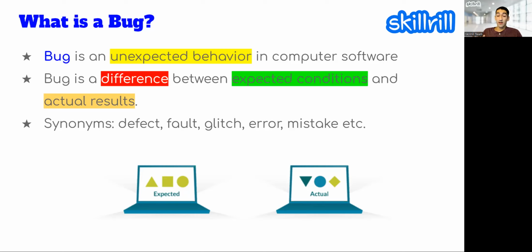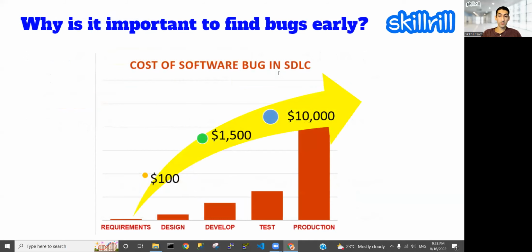Here's a more detailed explanation. A bug is the difference between the expected conditions and actual results. It's a deviation between your expectations as a tester or as a user and what was delivered to you, whatever you're seeing on the screen or the behavior of the application that you are observing. Other terminology used interchangeably here: defect, fault, or glitch. So let's move on.